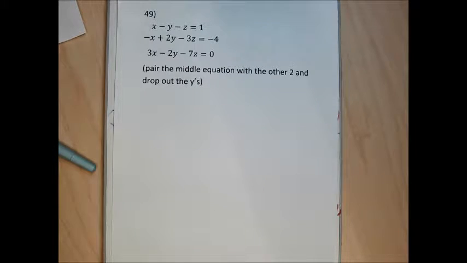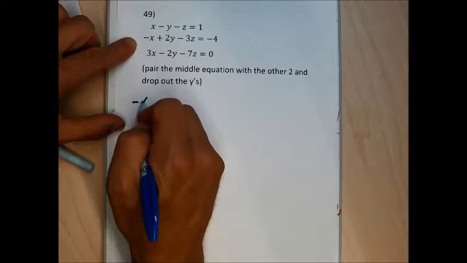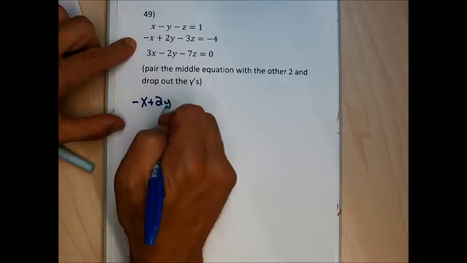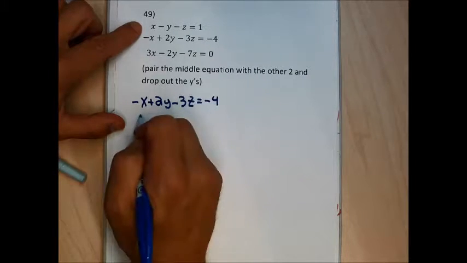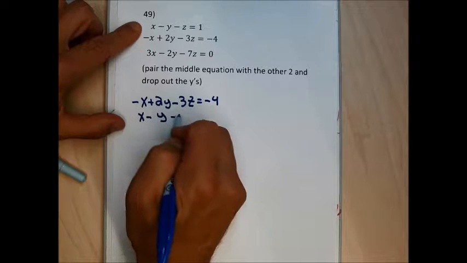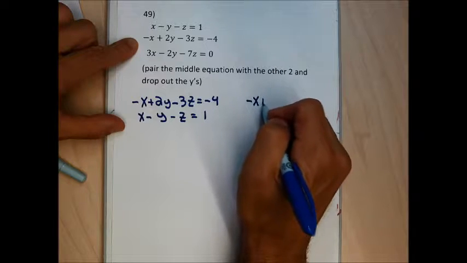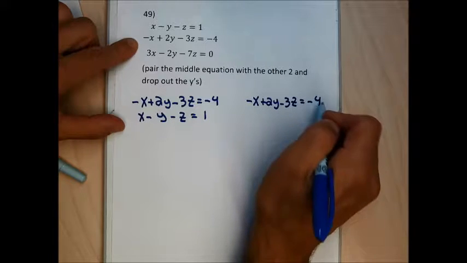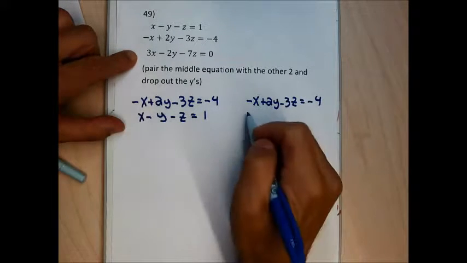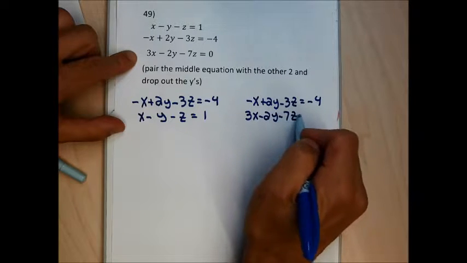So my guess is that it has infinitely many solutions, but you can't tell by looking at it. First step, pair the middle with the other two. So the middle is negative x plus 2y minus 3z equals negative 4. Pair it with the top equation, x minus y minus z equals 1. Then take that middle equation, negative x plus 2y minus 3z equals negative 4, and pair it with the bottom, 3x minus 2y minus 7z equals 0.